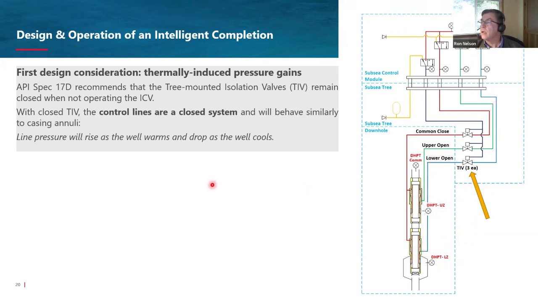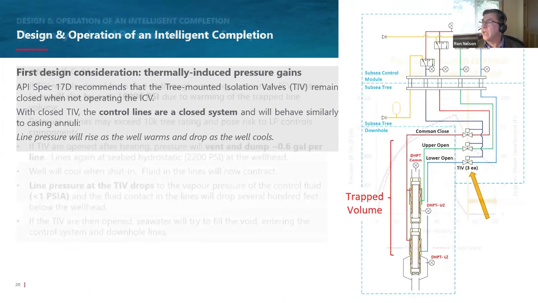Whenever this valve is closed, the downhole lines between the TIV and the valve are trapped volume, just like our A annulus between the tubing and the casing. And just like the annulus, the line pressure will rise as the well warms, and the pressure in that line will drop as the well cools. And this can have some profound implications.